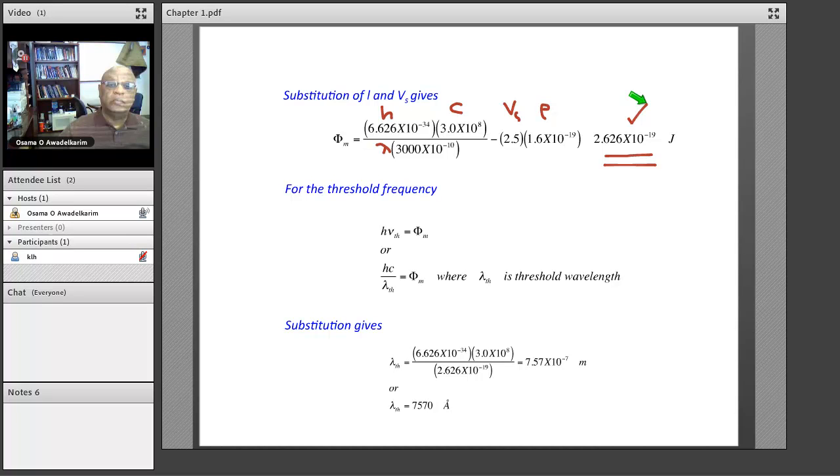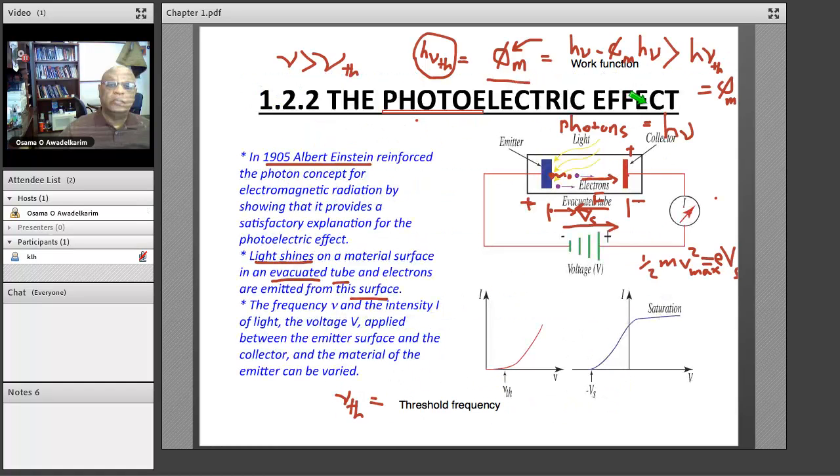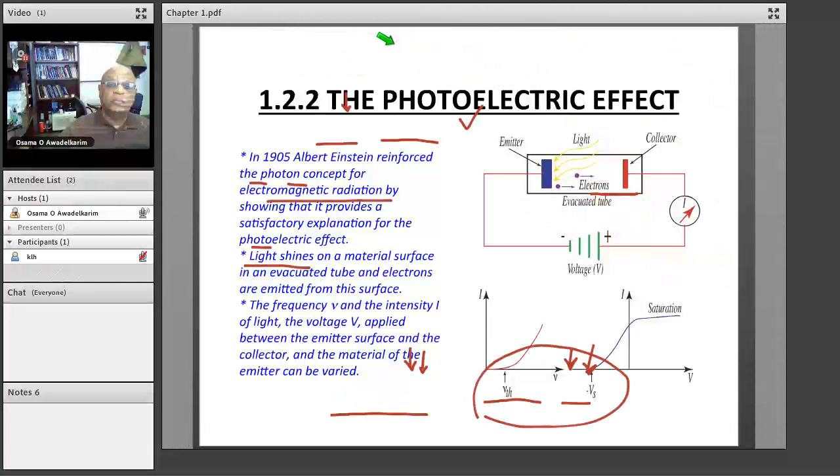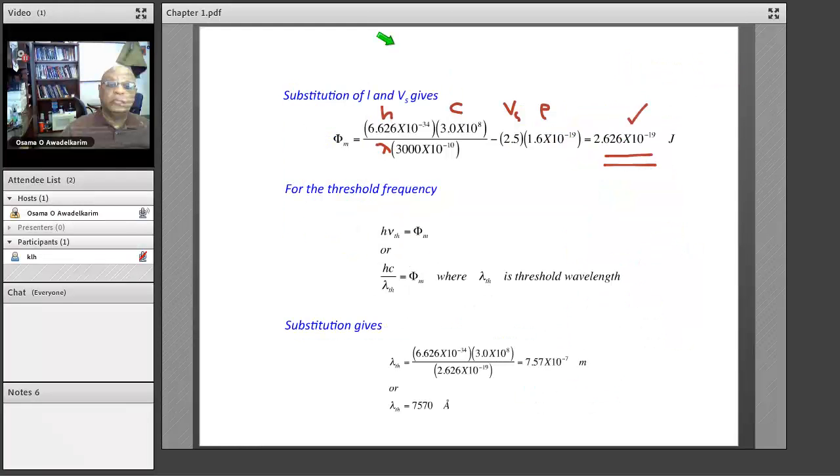And that is what we had, as I was trying to explain to you back here. Back here I was saying that this h nu_th should be phi m. So we go back here and use this equation, h nu_th equals phi m. What do we know? We know phi m, we know h, then we can determine nu_th.